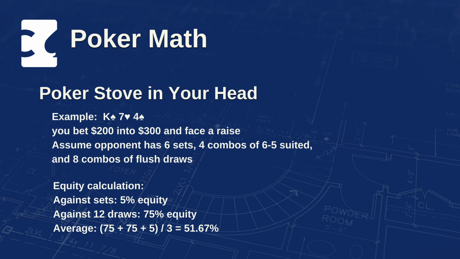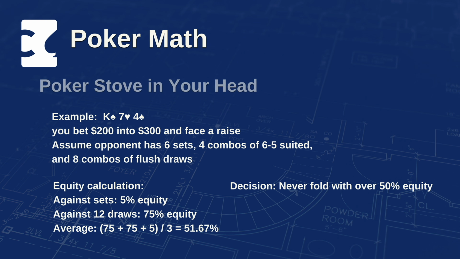Against the 12 total draws, we have about 75% equity. We would then add 75 plus 75 since we have double the number of draws. Then add 5 once, which 75 plus 75 plus 5 equals 155. We would then divide by 3 as we would have 3 weighted numbers. The answer here is over 50%, so we can never fold to any size raise when we have over 50% equity. That means we are actually in control of the hand and have more equity than they have. So there's not a bet out there that can make us fold.